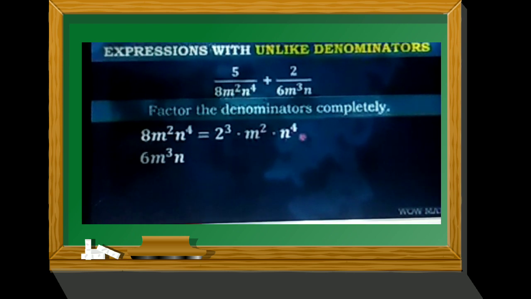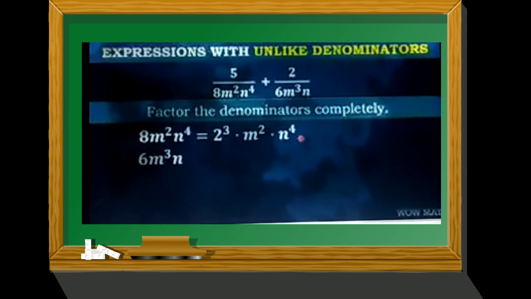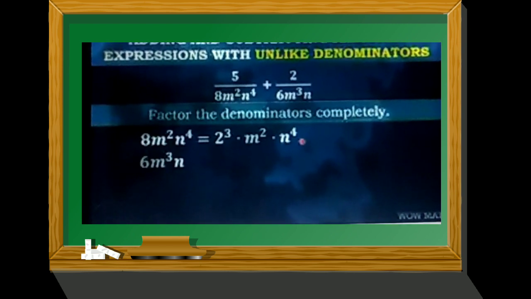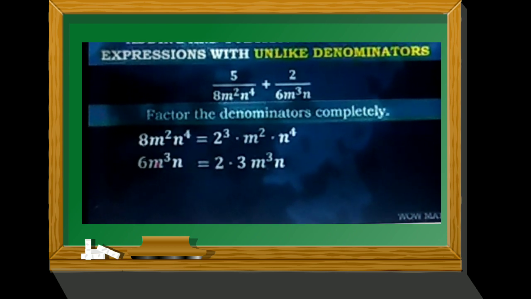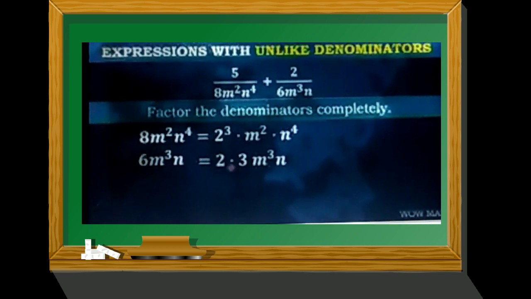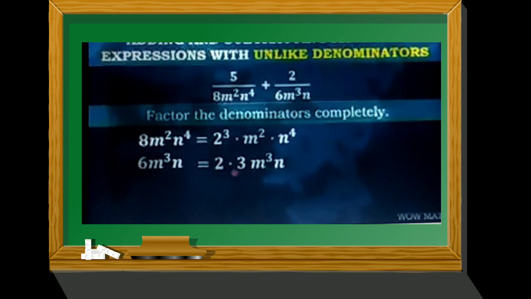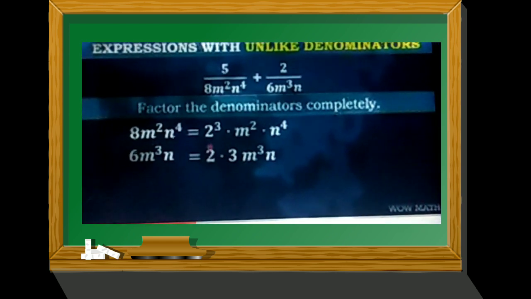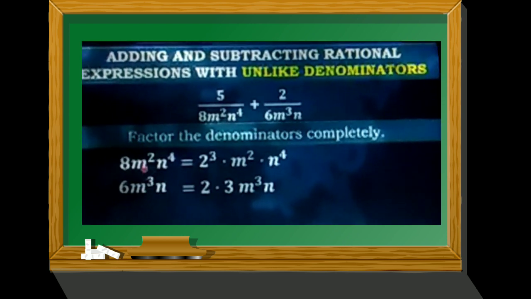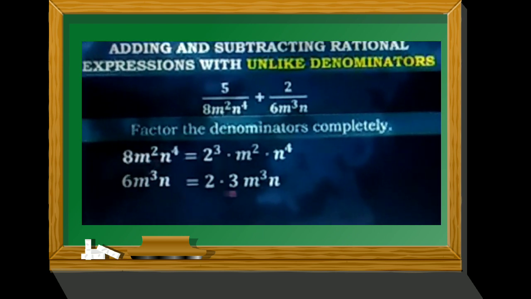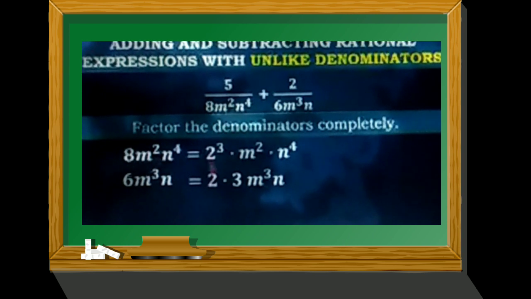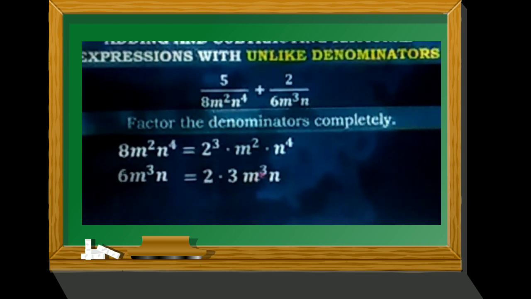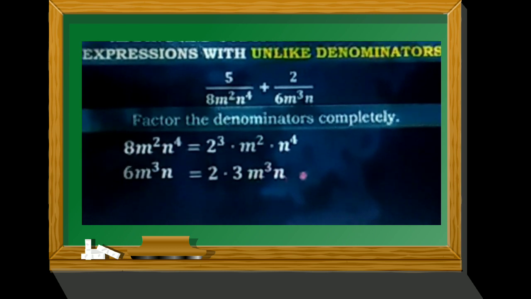Later, I will explain how to get the LCD when the denominators are unlike. And for 6, we have 2 times 3, m cubed and n. Our goal here is to find the factors which are the same as in the other denominator. So here, I can use 2 times 3 so that there is the same 2, then m cubed and then n.